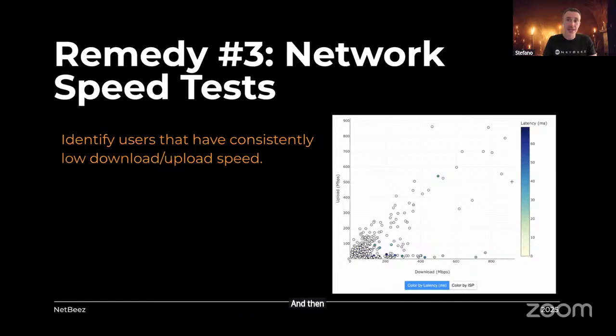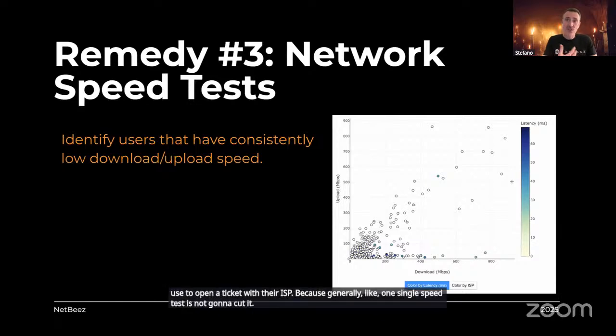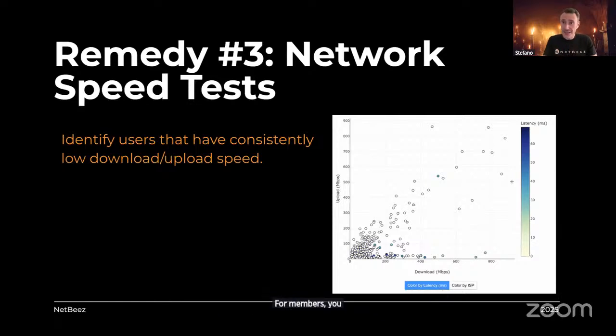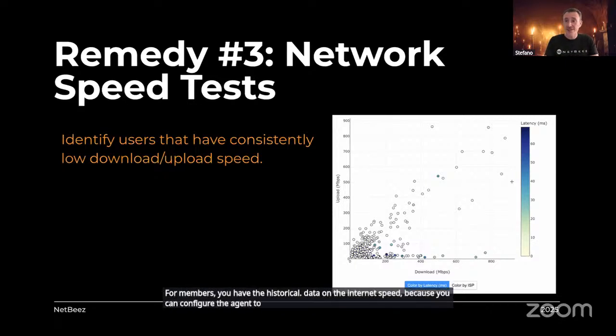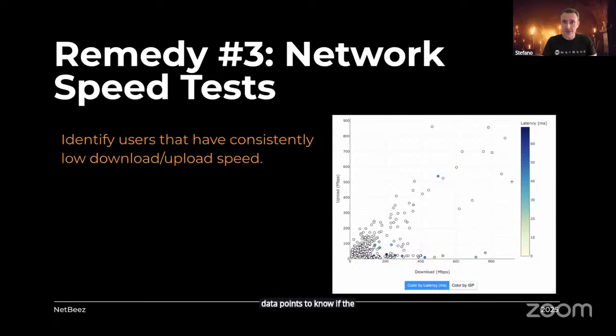And then they also have the data that the remote user can use to open a ticket with their ISP, because generally one single speed test is not going to cut it. With NetBees, you have historical data on the internet speed, because you can configure the agent to run speed tests every hour or maybe 2 or 3 times a day, enough to gather data points to know if the internet is a problem or not.